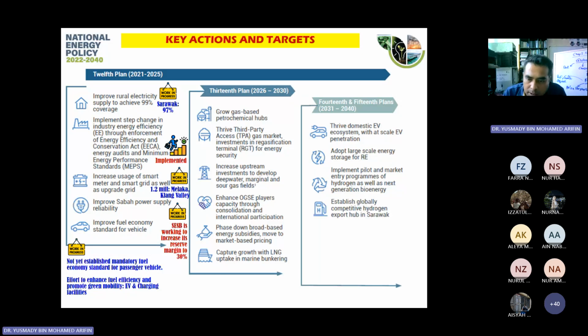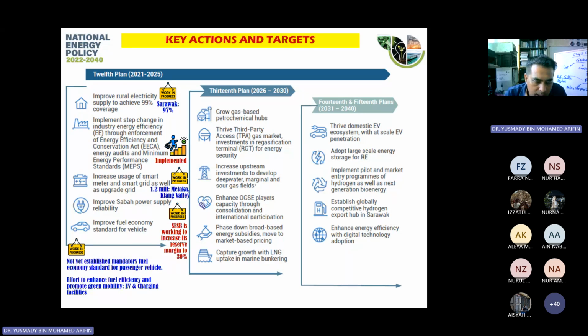Establish globally competitive hydrogen export hub in Sarawak. About the hydrogen lah. So probably for the next futures, instead of kita pakai EV electric vehicle, mungkin kita akan pakai hydrogen vehicle. Okay, ini lambat lagi lah, 2031. Okay, next, enhance energy efficiency with digital technology adoption.